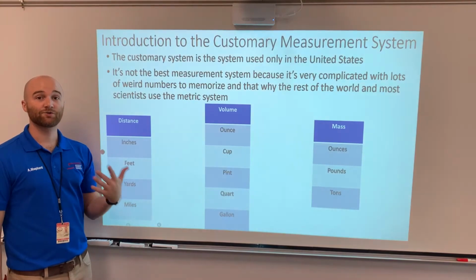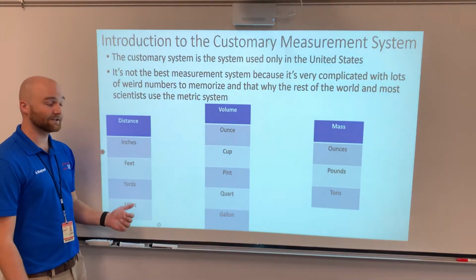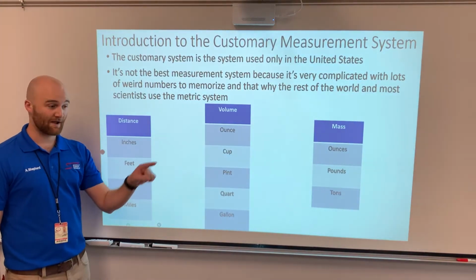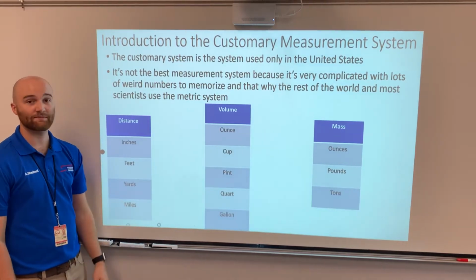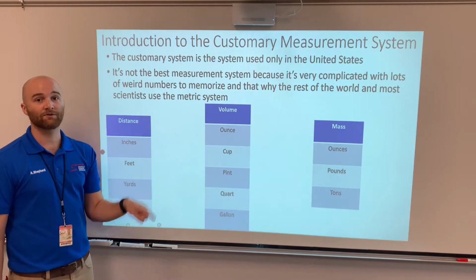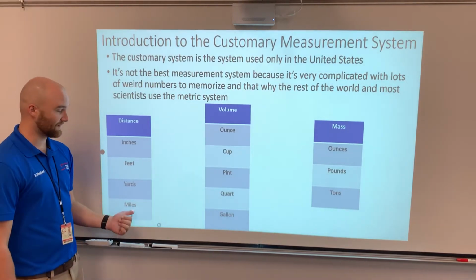Miles are something you'd have to drive in your car. A mile is a long distance. A mile is about 4 laps around one of those big tracks. It's about 4 trips all the way around a soccer field. That would be a mile.